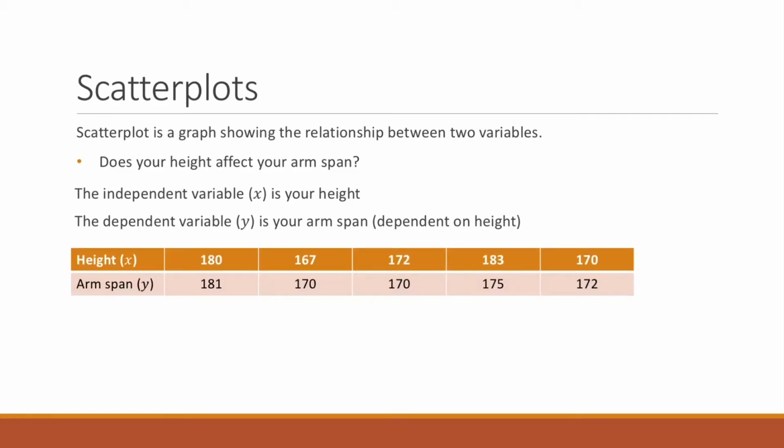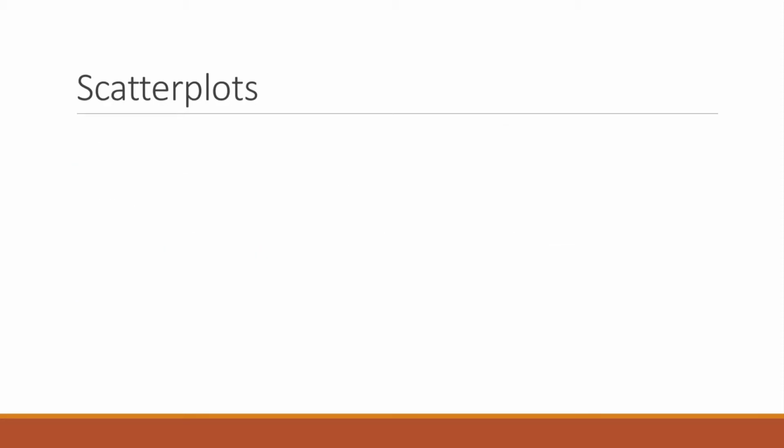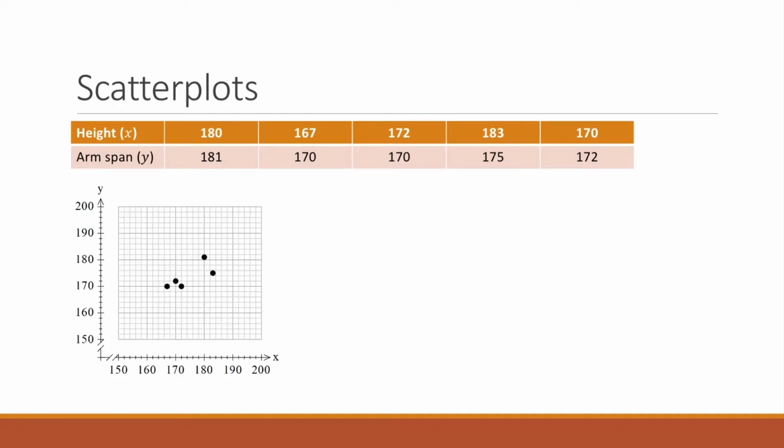So let's say we make a table, we surveyed 5 people. Independent variable always goes on top. So we have the table there, and I think the scatter plot itself is pretty easy to draw. So we have got 180 and 181. On the bottom, on the axis is 180, across is 181, so you get a dot there. Same thing with these, 167, 170. 167 is somewhere here, 170 here. There we go.